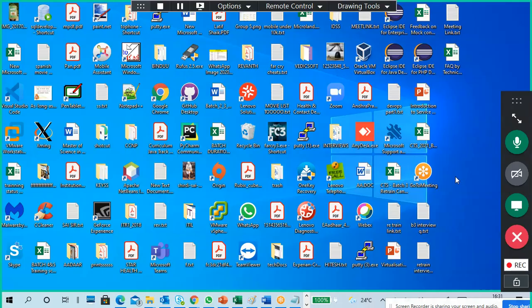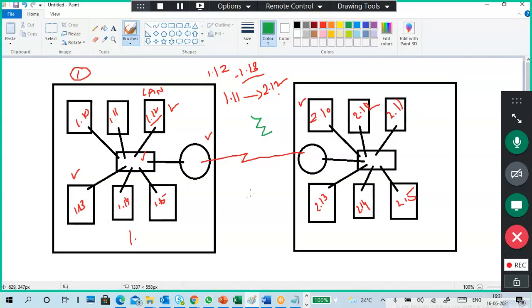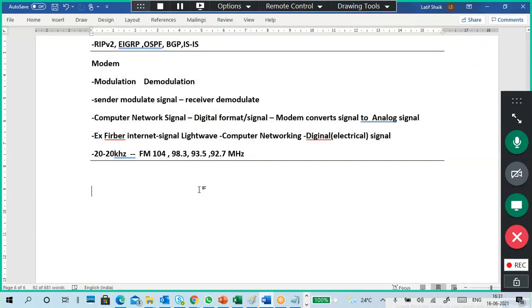Okay, so we have a half an hour time, so less than half an hour, around half an hour. So we'll finish this cabling part. Okay, so we'll see that one. So different cablings are used in a network.